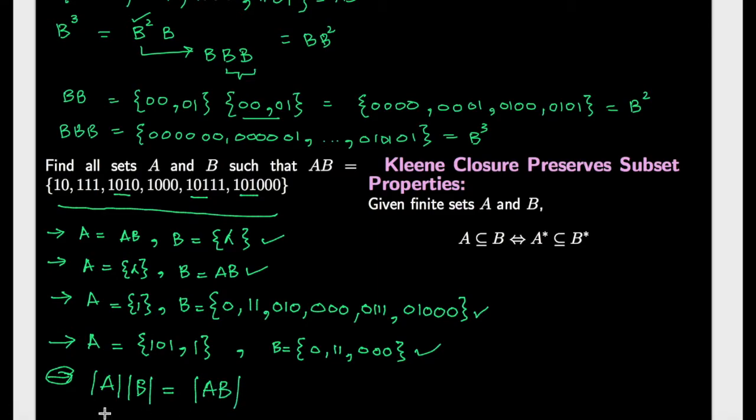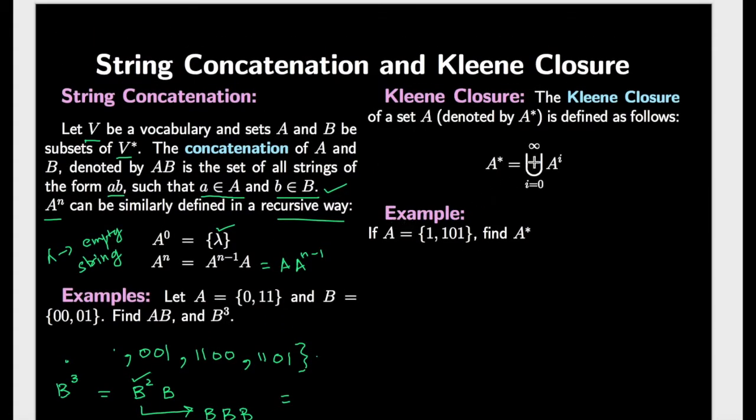Now we give the definition of the Kleene closure. The Kleene closure of a set A, which is denoted by A star, is defined by the union of all the powers of A. I can write it as A union A squared union A to the 3 union A to the 4 union, and so on and so on.